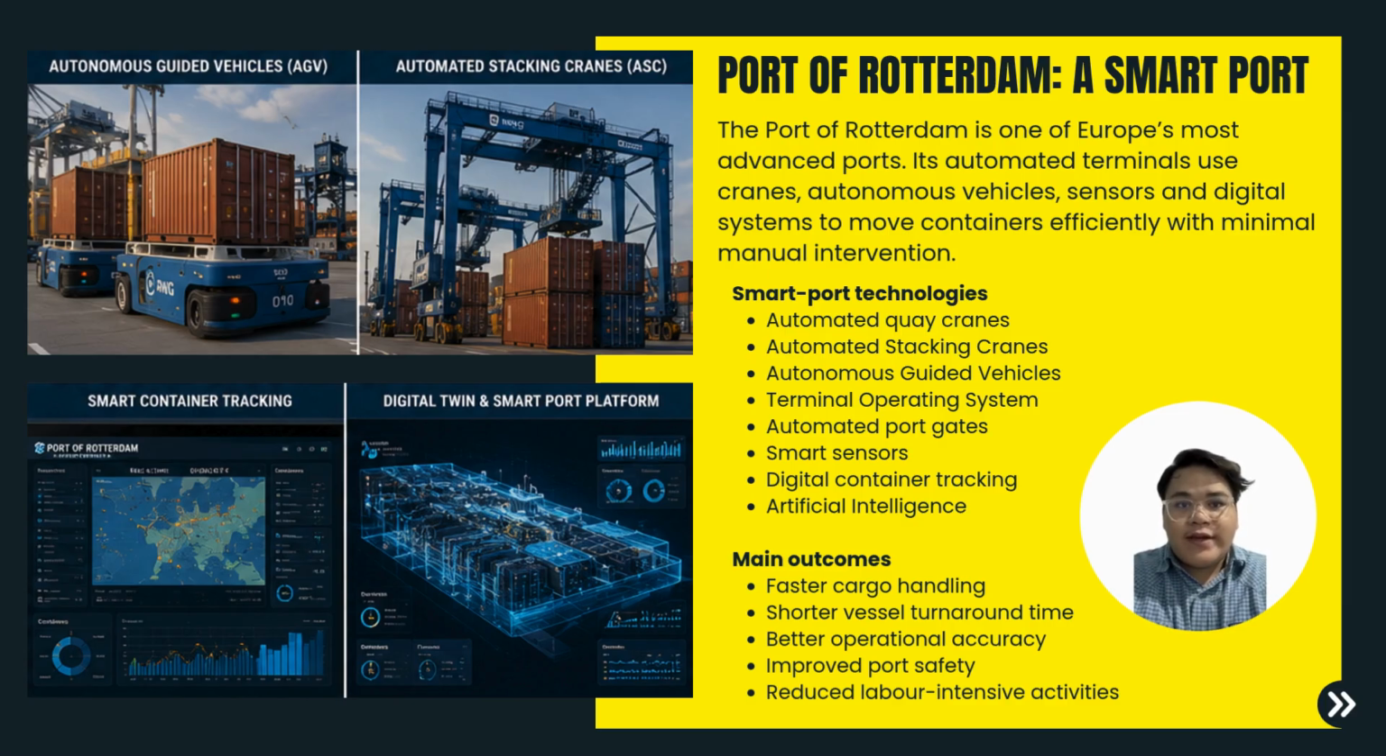Next, I would like to present a real-world example of a smart port, which is the Port of Rotterdam. The Port of Rotterdam is one of the most advanced ports in Europe. It uses automation and digital technology to improve cargo handling while reducing manual work. Some of the smart technologies used include automated quay cranes, automated stacking cranes, autonomous guided vehicles, smart sensors, digital container tracking, and artificial intelligence. These technologies help the port operate more efficiently and accurately.